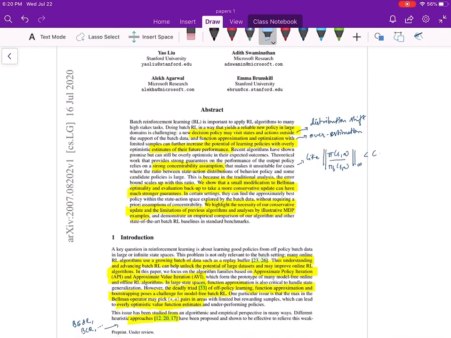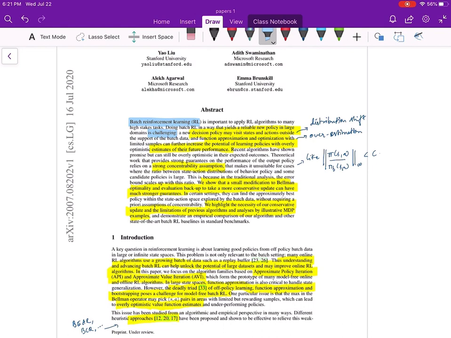I've been doing a lot of videos on offline RL or batch RL, so this problem fits into the same regime as well. Batch RL is important to apply RL algorithms to many high stakes tasks, since you don't have to worry about the safety, as you are already working with a large data set which is provided. Here they present a few challenges which you have already seen in a few of the papers before.